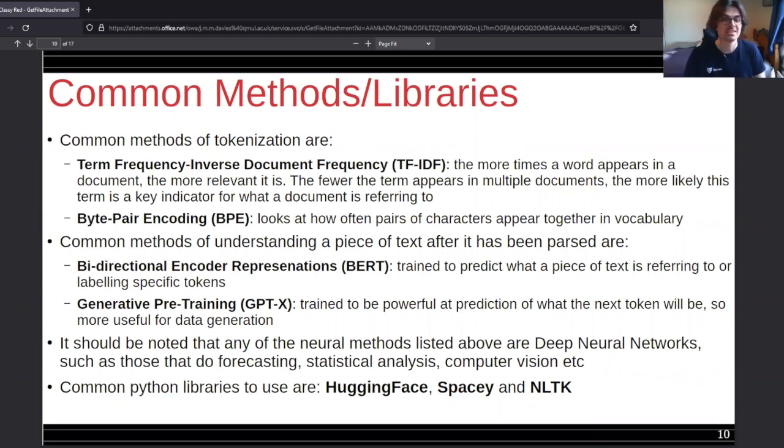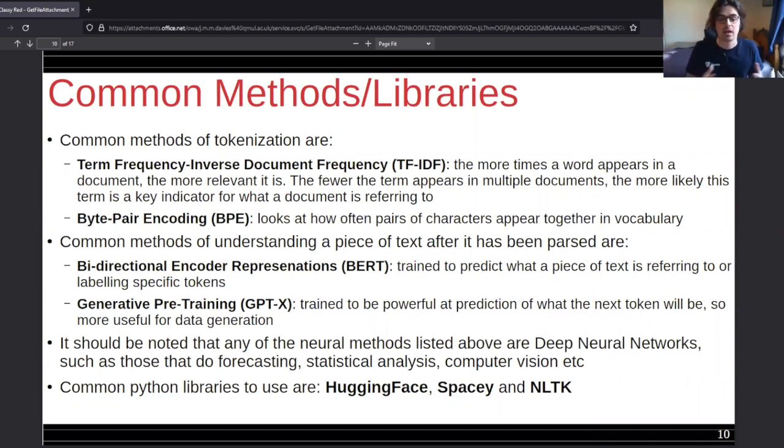Now, it should be noted that any of these neural methods, as I've said previously, are just neural networks. I say just, but if you learn how to code a deep neural net, you kind of know how to code one of these. And these are the same things that will do forecasting or statistical analysis or computer vision, right? Because we're still using numerical data, really. It's just that we have to start with words, first of all.